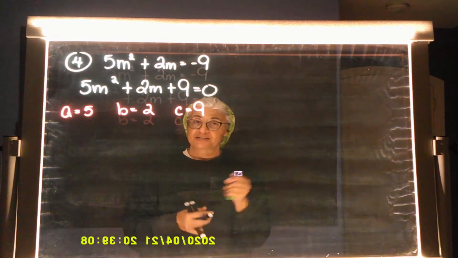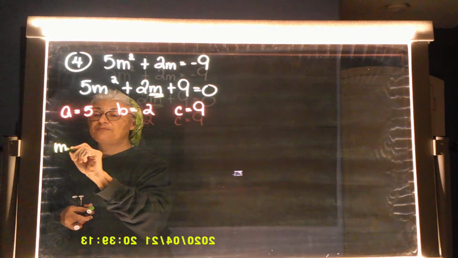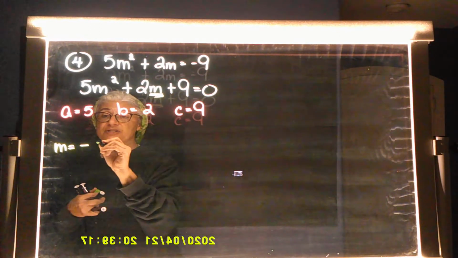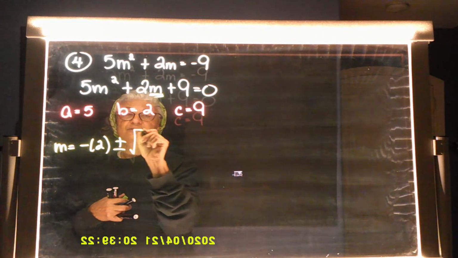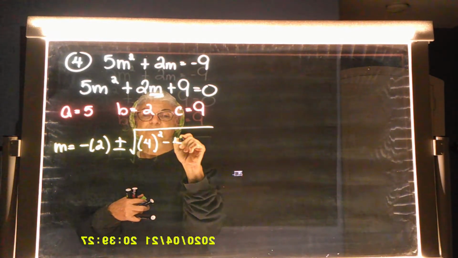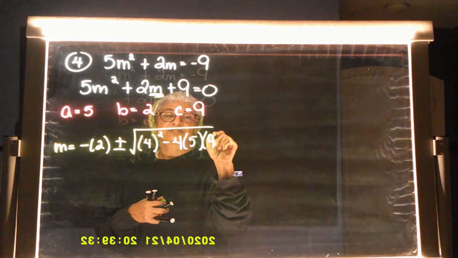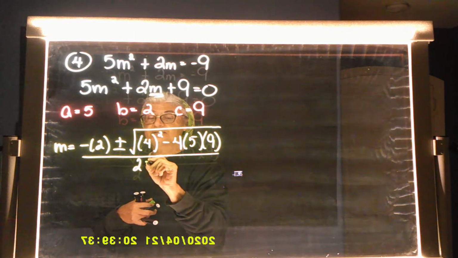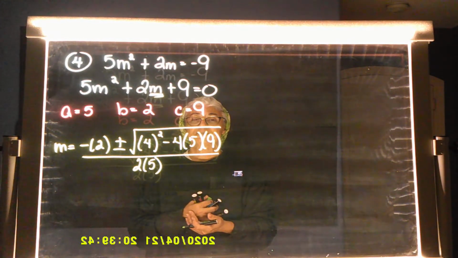So plug it into the quadratic formula. M, that's what I'm solving for. M equals negative, and then I write the B. In this case, B is just 2. Plus or minus the square root of B to the second minus 4 times A, which is 5, times C, which is 9, right? All over 2 times A. Does that make sense? Good.